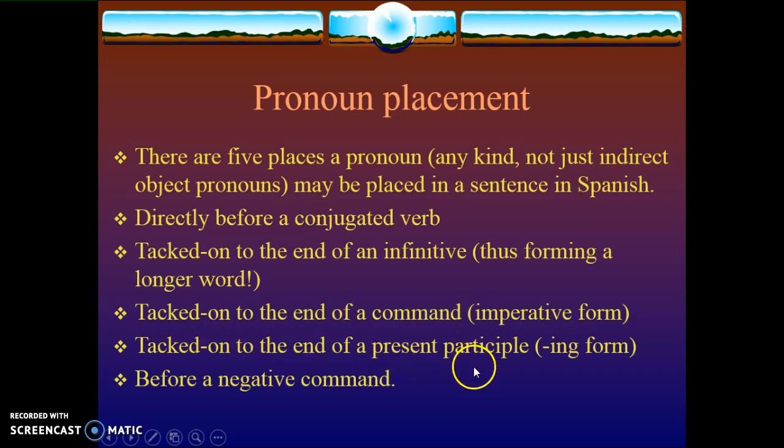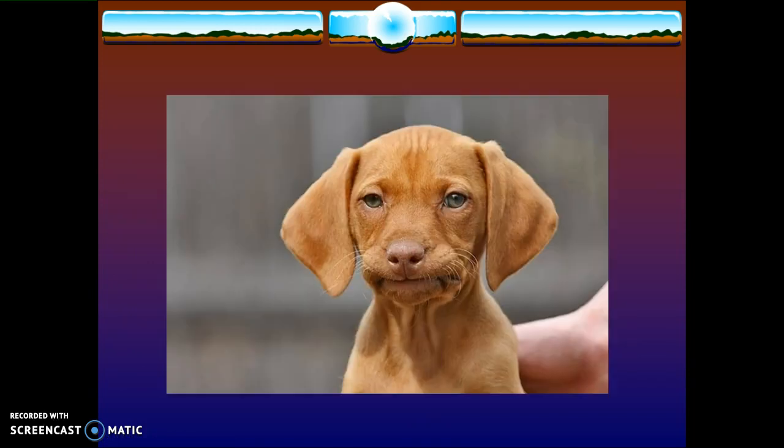Tacked on to the end of a present participle. That would be the ing form, which we've briefly discussed, but I haven't shown you how to conjugate those yet, so don't worry about it. And before a negative command. Again, these last 3, we haven't been taught how to give commands or ing yet, but eventually we will. But I want to introduce this to you now so you can know pronouns can be placed in multiple places. And I know this is probably your face after some of these slides thinking, okay, she's lost me, or this looks a little difficult, but don't worry. Brace yourselves. Stay with me. You got this. And that dog is pretty cute.